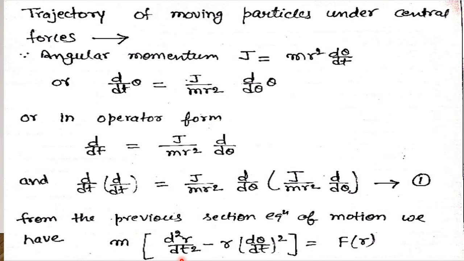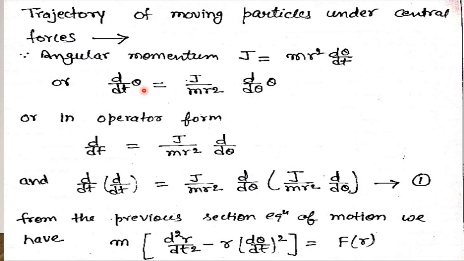Now the next topic is the trajectory of a moving particle under central forces. Now we will take the trajectory of the particles, what it can have. As we know, angular momentum j equals mr² dθ/dt, or we can write d/dt θ equals j upon mr². Here we have taken d/dθ and also θ, because dθ/dθ equals 1. So if we say this j into 1, we have put this in place of 1.